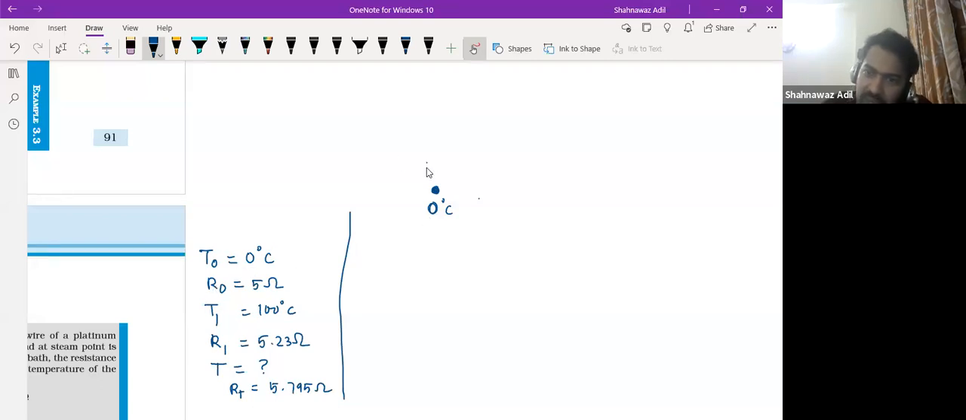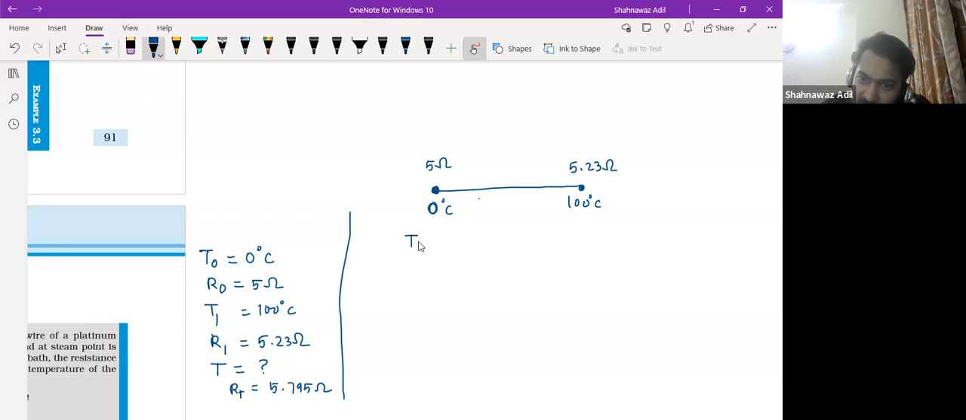Its resistance is 5. Now the same resistor, you increase the temperature to 100 degrees C. The resistance becomes 5.23. Right. So from these, forget about the next thing. From these things, what are the known?